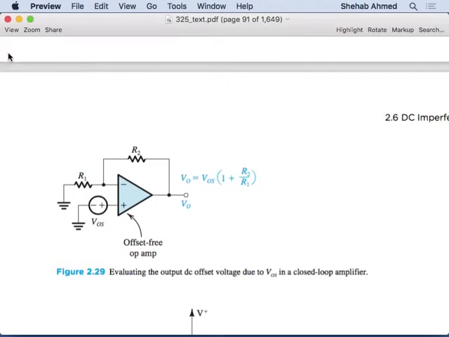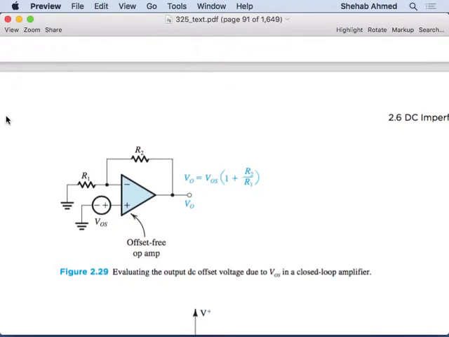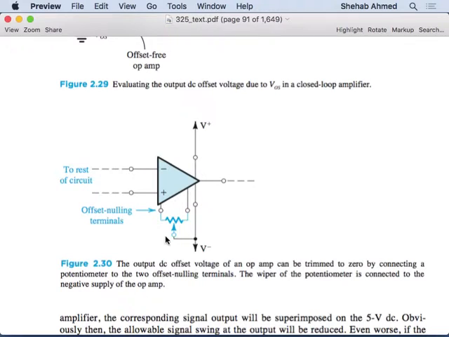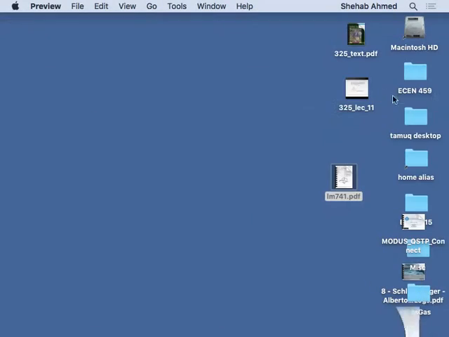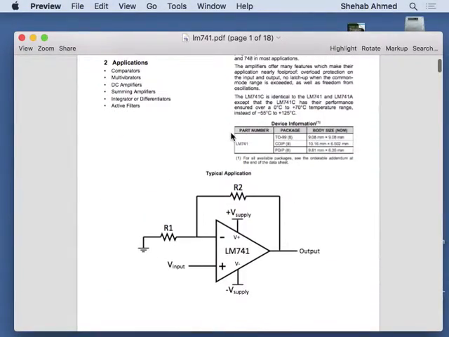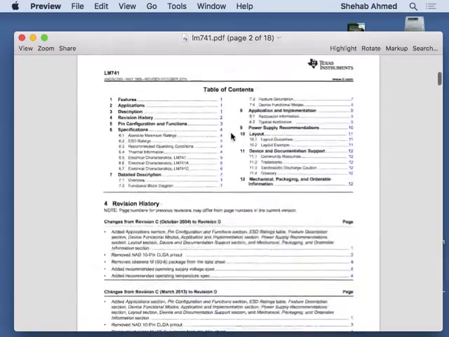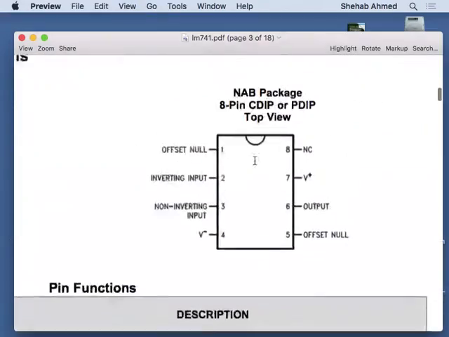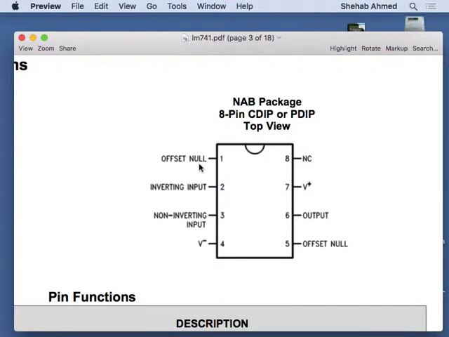So how do we deal with that? The designers of these op-amps designed them, and they found that this is happening because of the design of the op-amp. So how do we deal with it? There's an offset nulling terminal typically in an operational amplifier. I don't know if the 741 has one or not. Let's check. Let's look at the terminals of the 741. Yeah, let's see here. So this is the package. See, offset nulling. Offset nulling.